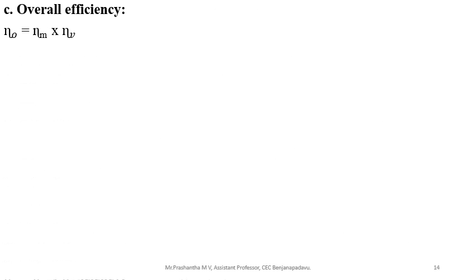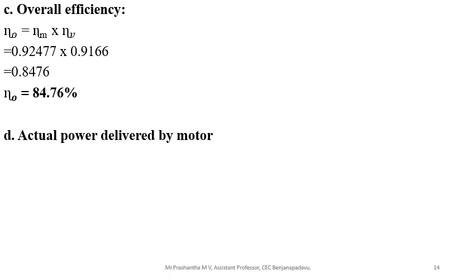Next we will move on to overall efficiency. Overall efficiency formula is multiplication of mechanical efficiency and volumetric efficiency. Mechanical efficiency is 92.477% into volumetric efficiency is 91.66%. Simplify this, we will get 84.76%. Sub-question C, overall efficiency is 84.76%.